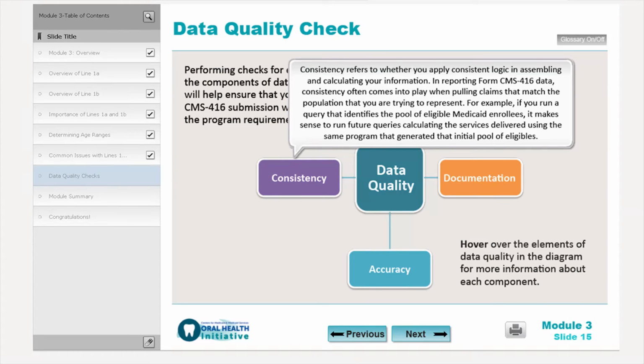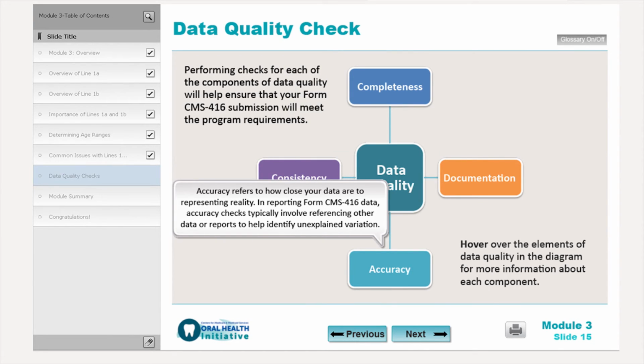Consistency refers to whether you apply consistent logic in assembling and calculating your information. In reporting Form CMS-416 data, consistency often comes into play when pulling claims that match the population that you are trying to represent. For example, if you run a query that identifies the pool of eligible Medicaid enrollees, it makes sense to run future queries calculating the services delivered using the same program that generated that initial pool of eligibles.